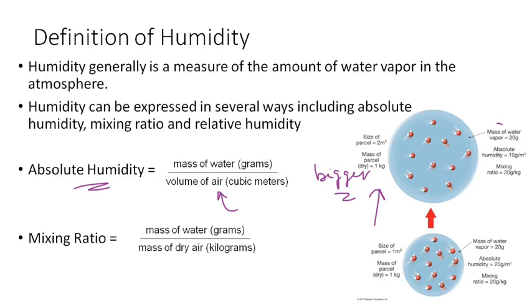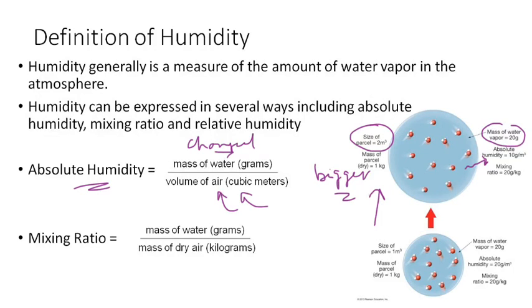Notice that we still have 20 grams of water vapor, but now we have a volume of 2 cubic meters instead of 1 cubic meter. So that means if we take 20 grams of water divided by 2 cubic meters, now we have an absolute humidity of 10 grams of water vapor per cubic meter of air. So notice that this changed as the volume changed. Makes sense because it's relative to amount of volume.